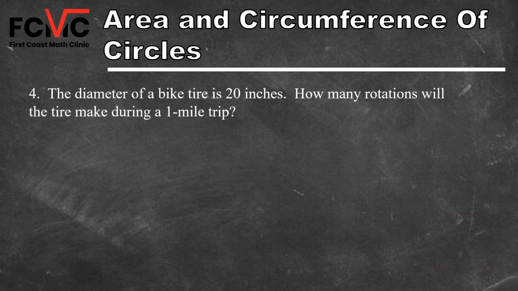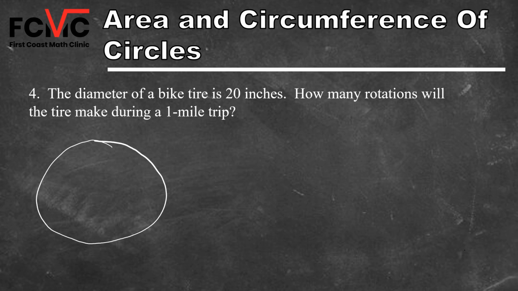All right, so for number 4, the diameter of a bike tire is 20 inches. How many rotations will a tire make during a 1-mile trip? So there's some information we need here. So let's draw this out and get all the information that we need for this problem.